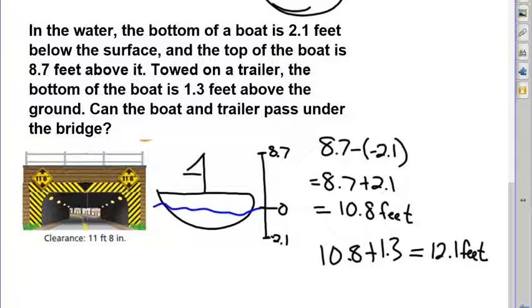So to answer our question, can the boat and trailer pass under the bridge? Well, the bridge is 11 feet 8 inches of clearance, so we can definitely say no, that would bust our boat if we drove through. Don't do it. And that's why subtracting negative rational numbers is an important skill. We just saved this boater from the catastrophe of driving his boat through the tunnel.